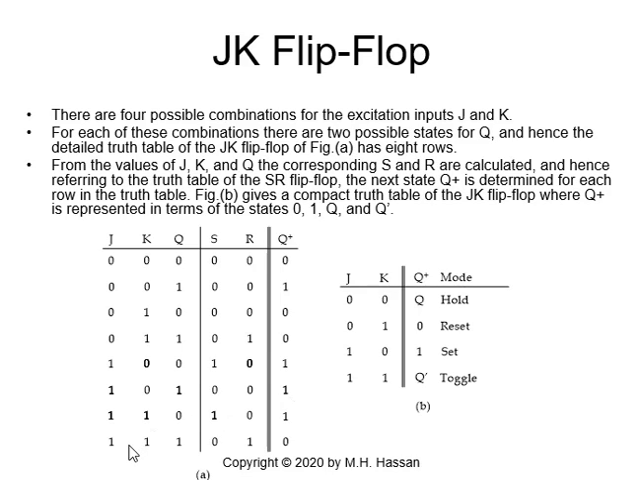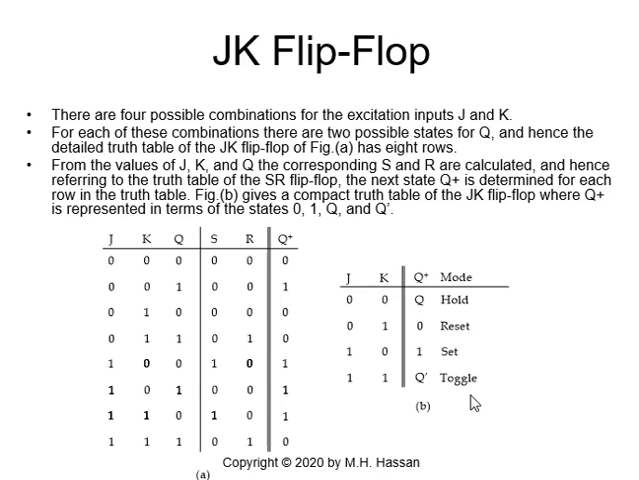But when we have 1, 1, when Q is 0, it will toggle to 1, and when Q is 1, it will toggle to 0. We call it the toggle mode, where Q plus will be equal to Q prime. So in the compact truth table, JK = 00 gives Q, which is the hold mode, 01 gives 0, which is the reset mode, 10 gives 1, which is the set mode, and 11 gives Q prime, the toggle mode.